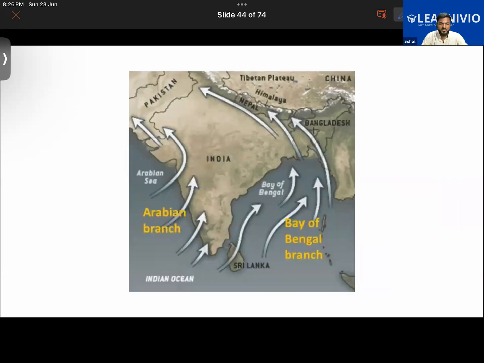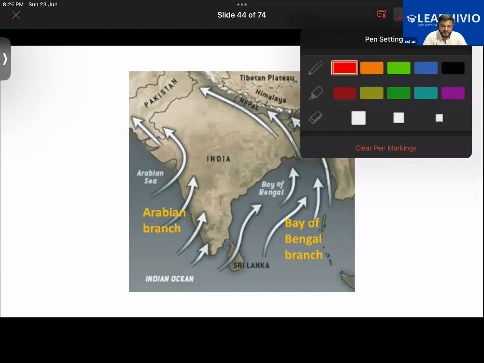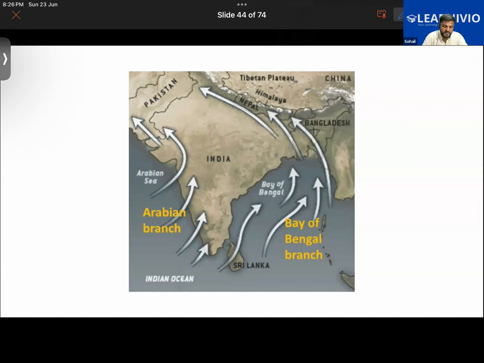Okay. Now you can understand land breeze and sea breeze on a wide scale also, on a bigger scale like this. See, during the summer season, what happens? During the summer season, certain parts of India would be receiving the southwest monsoon. Particularly this part of India would be receiving the southwest monsoon.